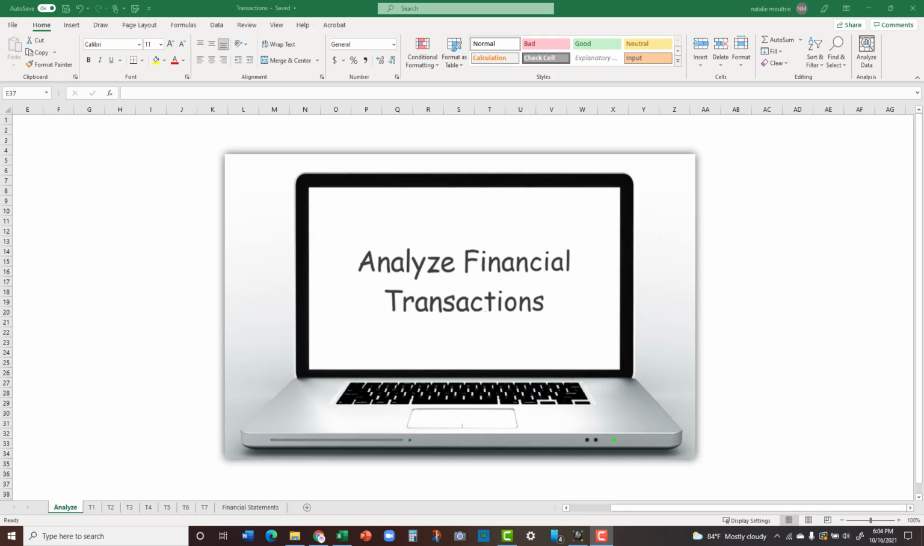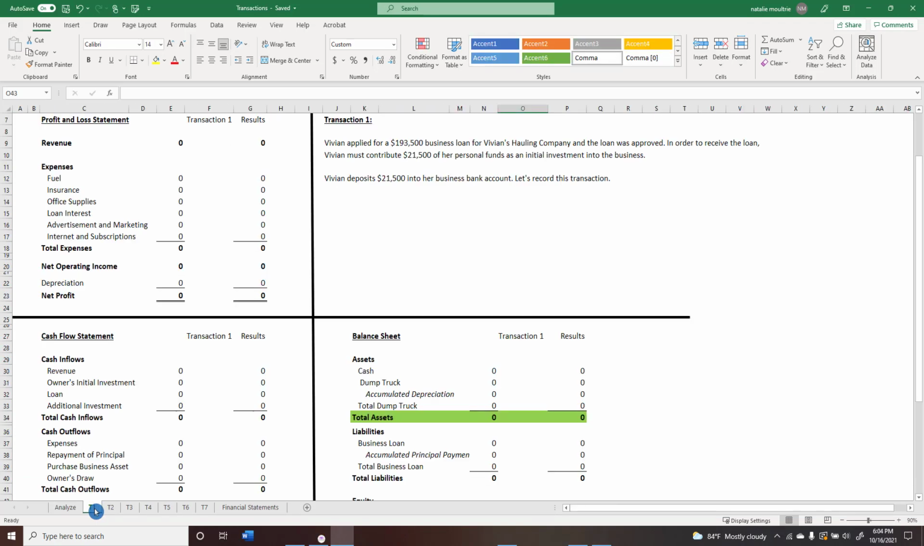All right, so here we are on the transaction spreadsheet. You'll notice that I have several tabs at the bottom. Each tab represents a business transaction for Vivian's Hauling Company. So what we're going to do is analyze each transaction and build our financial statements. So let's start with transaction 1.